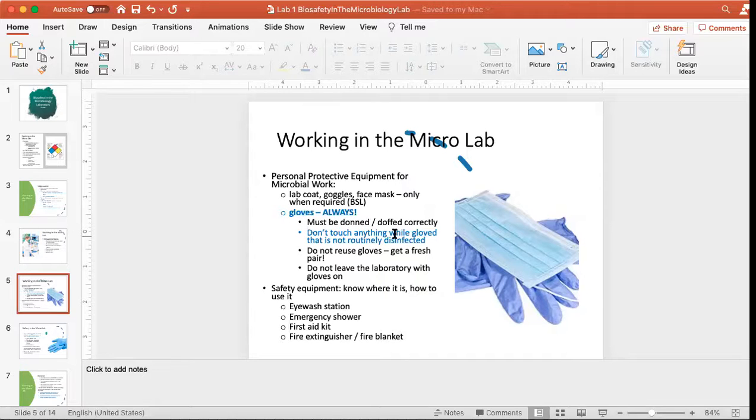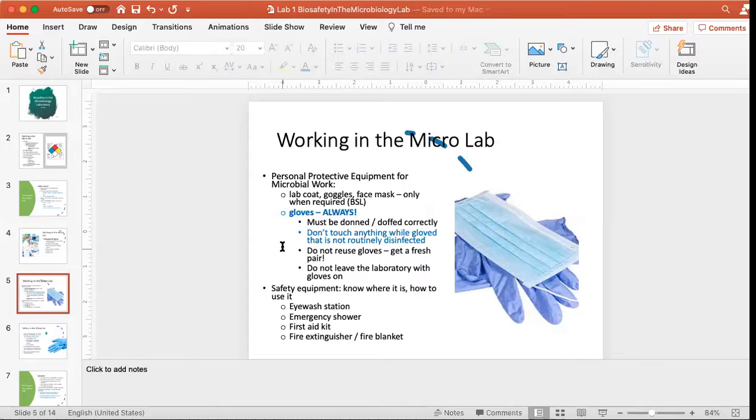You'll notice I have this sentence highlighted. When you're wearing your gloves, you don't want to touch anything while gloved that is not routinely disinfected. Let me say that again, because that's a really important point. When you're wearing gloves in a laboratory, and especially in a microbiology laboratory, you don't touch anything while you're gloved that cannot be routinely disinfected.